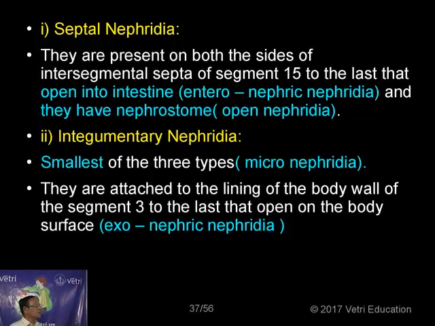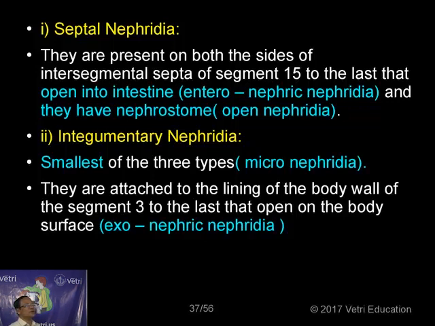They are attached to the lining of the body wall from segment 3 to the last, opening to the exterior, leaving the first and second segments. So you have the septal nephridia from the 15th segment, and these micronephridia or integumentary nephridia starting from the third segment till the end. They open outside by means of the nephridia pore, but there is no internal opening, the nephrostome. As they open outside, they are called exonephric nephridia.